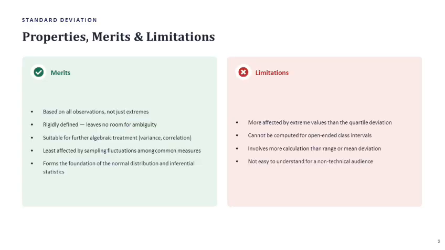Now coming to the properties, merits and limitations. Coming to the merits, standard deviation is based on all observations, not just extremes. Standard deviation is rigidly defined and leaves no room for ambiguity. It is suitable for further algebraic treatment. It is least affected by sampling fluctuations among common measures. It forms the foundation of the normal distribution and inferential statistics.